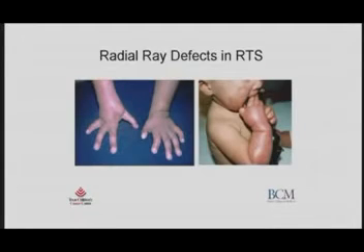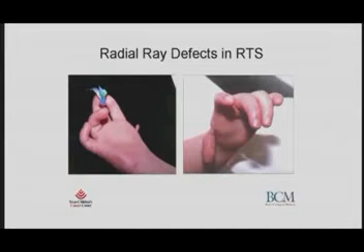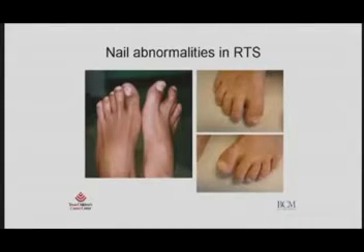Patients can also have radial ray defects, which are abnormalities of the radius bone in the arm, and this is manifested as either absent or malformed thumbs. And on the picture on the left, you can see this was actually an index finger that was pollicized into a thumb. These are more pictures of the radial ray defects, manifested as rudimentary or malformed thumbs. These are typically just removed since they are non-functional. Patients can also have abnormal nails, either thin, fragile, or malformed.